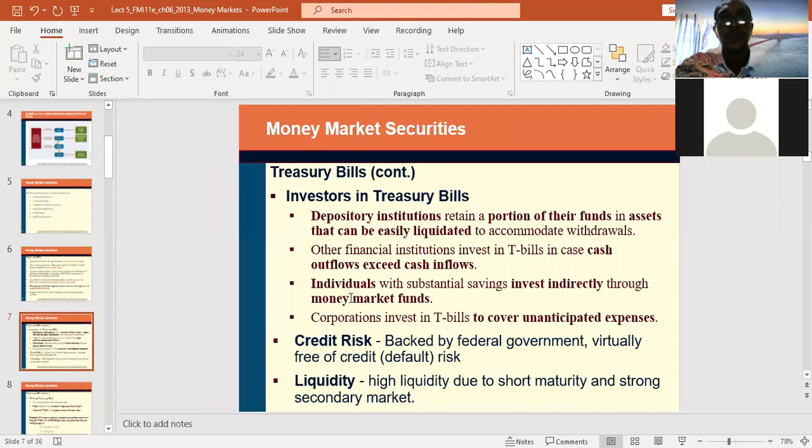Individuals with substantial savings also invest in the money market. Maybe there are some individuals who earn more salaries. They are unable to exhaust all their income. They can decide to invest part of it in the money market. Because it is backed by the government, it is considered less risky and it is highly liquid. You can easily sell it.